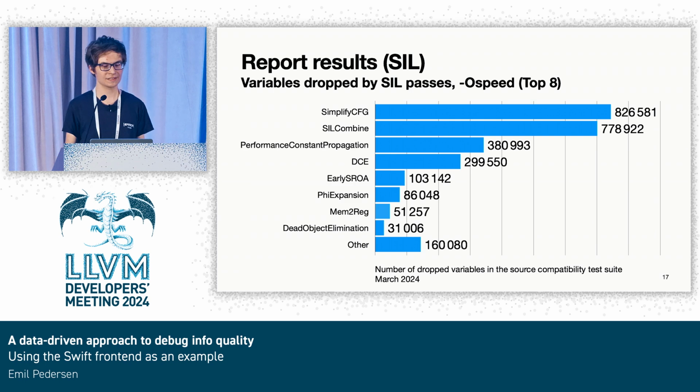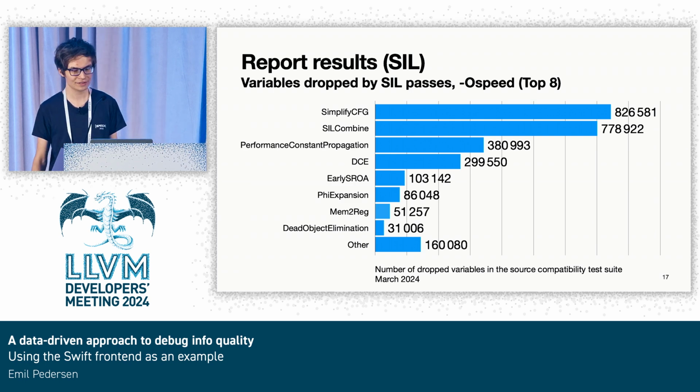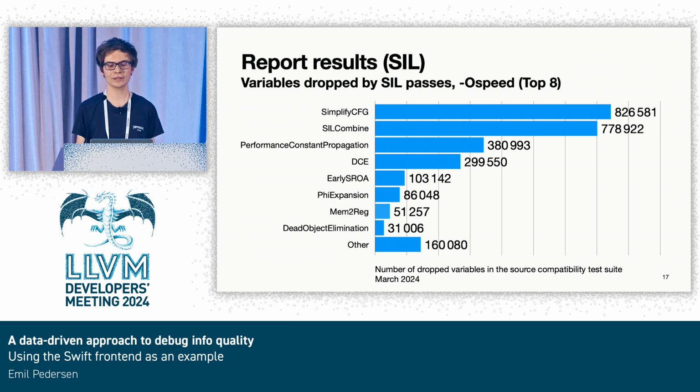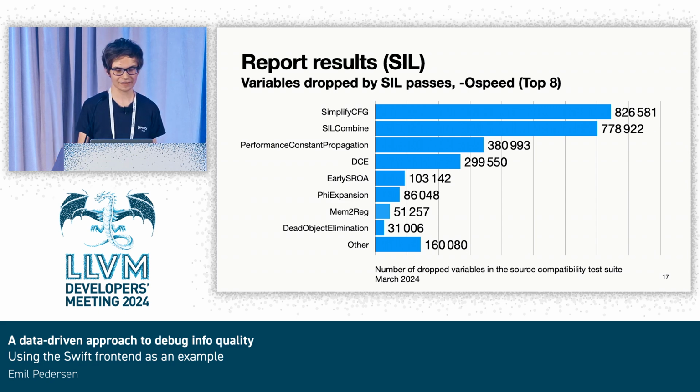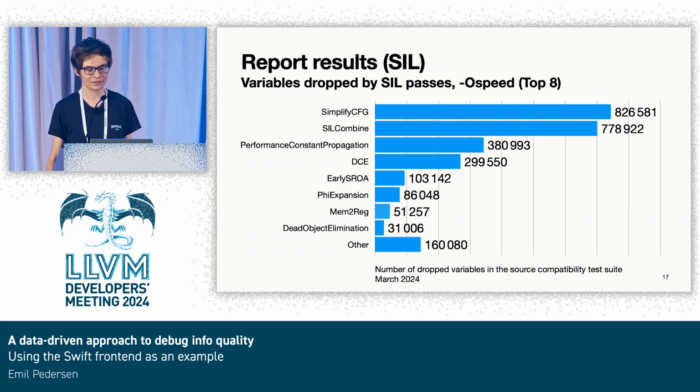So if we run our statistics on the source compatibility test suite, we get those big numbers. About 2.7 million variables are dropped in total by different passes. The passes dropping most debug variables are those passes that have a lot of different heuristics, like simplify CFG or instcombine. That makes sense. But we can also see SROA up there, which is a pretty simple pass that really shouldn't drop debug info.